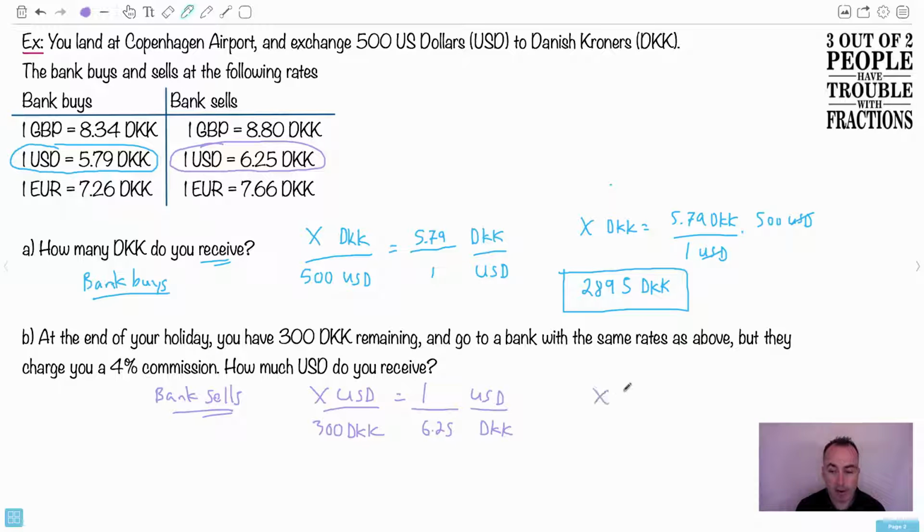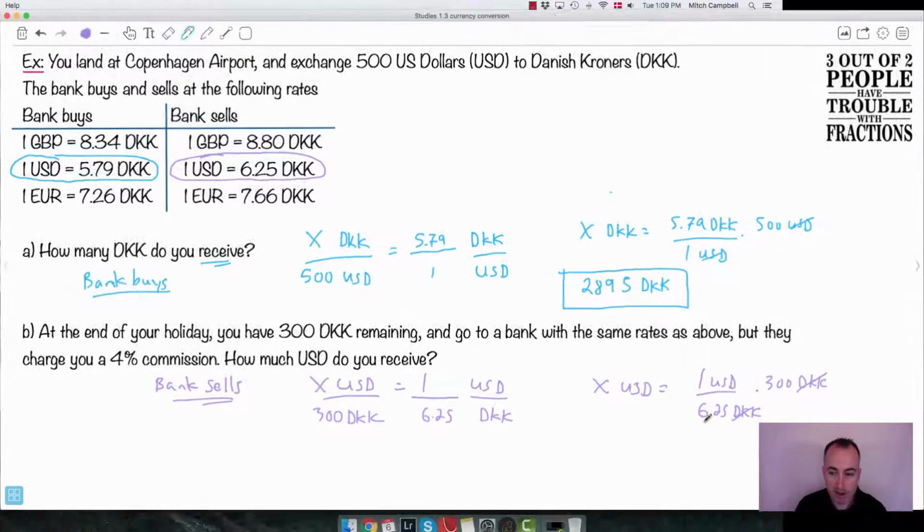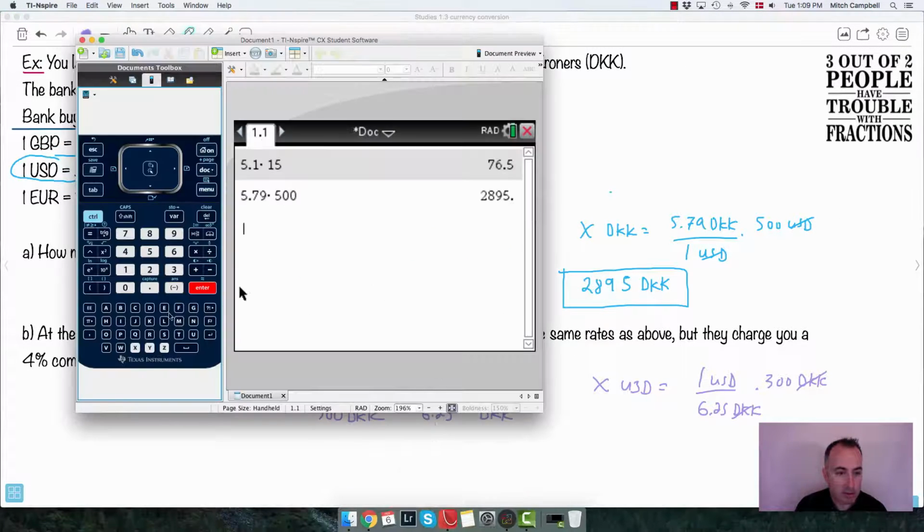Therefore, if I want to get X by itself, what do I do? I multiply the 300 over to the right. So I have my 1 US dollar over 6.25 DKK times, remember, my 300 DKK comes on top. That's how I do that multiplication. My kroners cancel out, which is good, they're supposed to. I end up with 300 times 1, which is just 300, over 6.25. So let's figure that out. What's 300 divided by 6.25? I end up with 48.